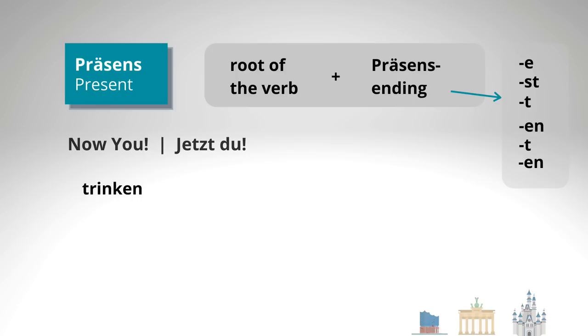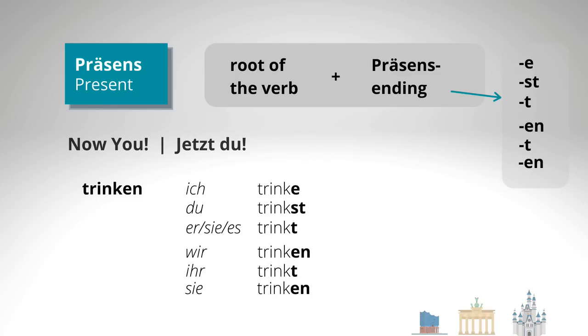We'll take the verb trinken, to drink. Trinken. If you like, you can pause the video and try for yourself. The correct solution would be ich trinke, du trinkst, sie es trinkt, wir trinken, ihr trinkt, and sie trinken. We get the root trink by leaving out the en, so we have trink, and then you just add the Präsens endings. Ich trinke, du trinkst, sie es trinkt, wir trinken, ihr trinkt, and sie trinken.